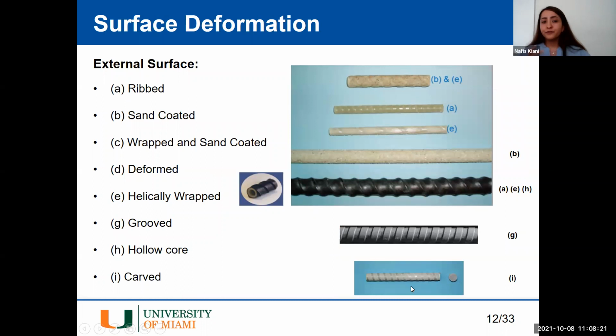FRP bars have different coatings, different textures, and different surface deformations. As you could see in the picture, they are available with a sand-coated surface, an improved surface, helically wrapped, or different types of coating for this reinforcement.